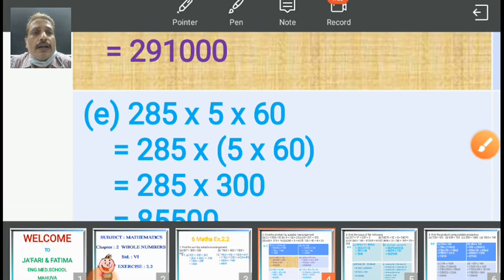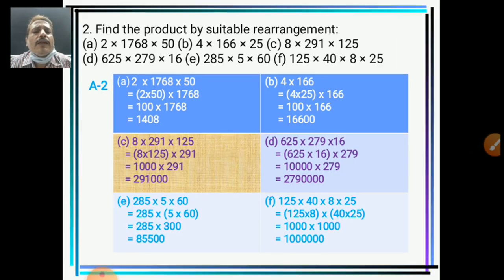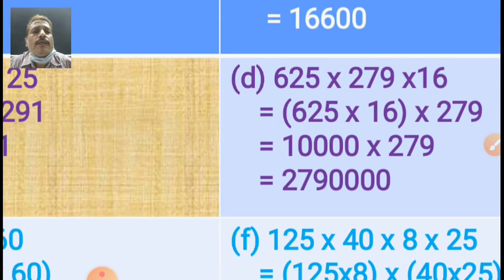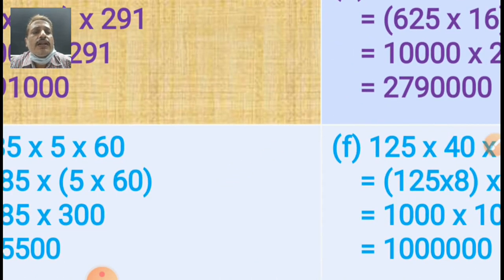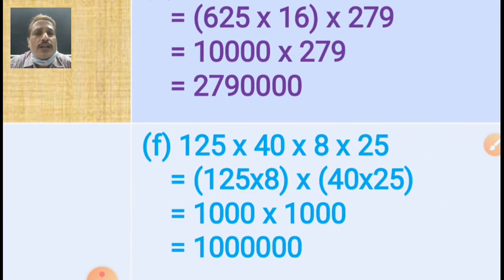Now, regarding the next one, students, the last answer is left here. D, I forgot to give it here. D is also finished. And now F: 125 multiplied by 40 multiplied by 8 multiplied by 25. Oh, very nice, you remember that one. 125 multiplied by 8 and 40 multiplied by 25. Two groups are there, this side and this side. Don't forget to put the multiply sign between. These numbers are all in multiplication.